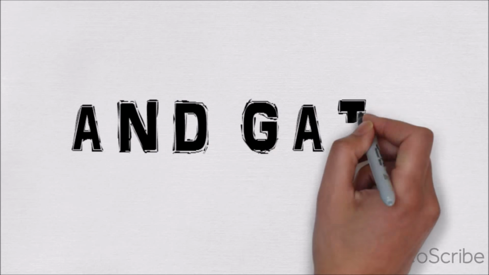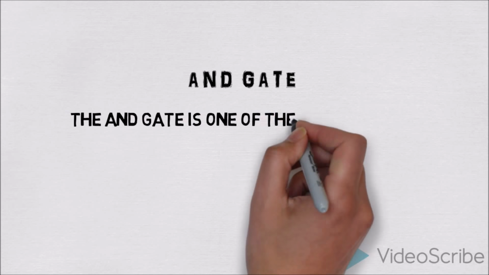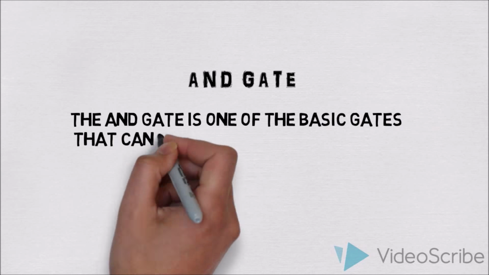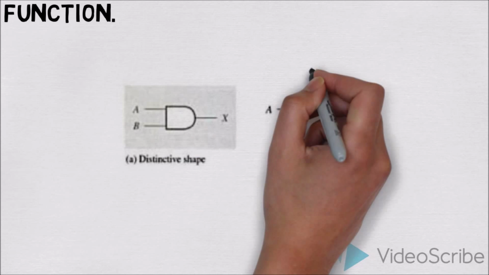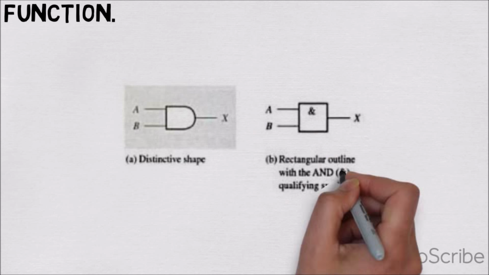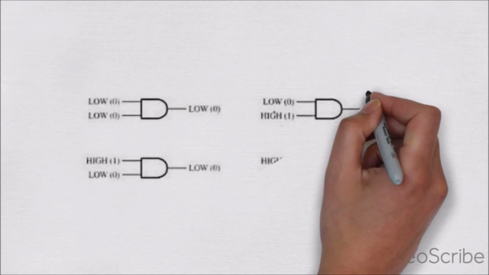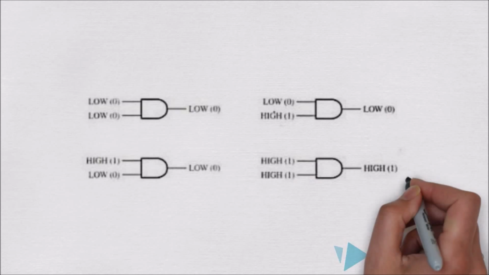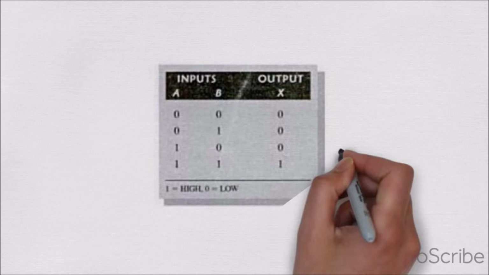The AND gate. The AND gate is one of the basic gates that can be combined to form any logic function. This gate can have two or more inputs and performs what is known as logical multiplication. An AND gate produces a high output only when all of the inputs are high. When any of the inputs is low, the output is low. Therefore, the basic purpose of an AND gate is to determine when certain conditions are simultaneously true. And this is the truth table for the AND gate.